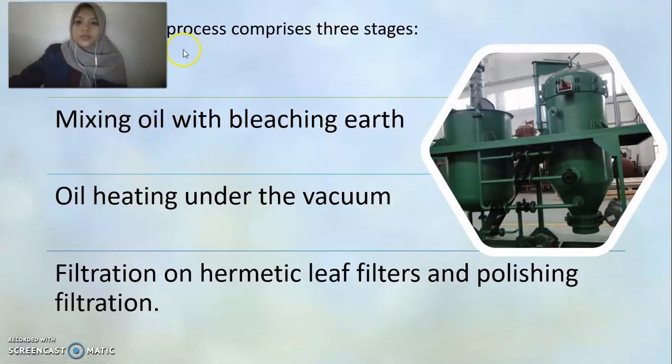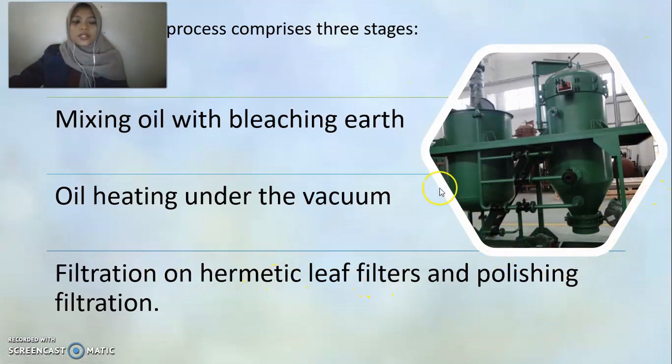So we take a look at the bleaching process. It undergoes 3 stages. So first of all, mixing oil with the bleaching earth. So bleaching earth acts as the absorber when it absorbs all the impurities that we want to get rid of from the process, and then oil heating under vacuum to make sure that it does not react with the others. And the last one is filtration on hermetic leaf filters.